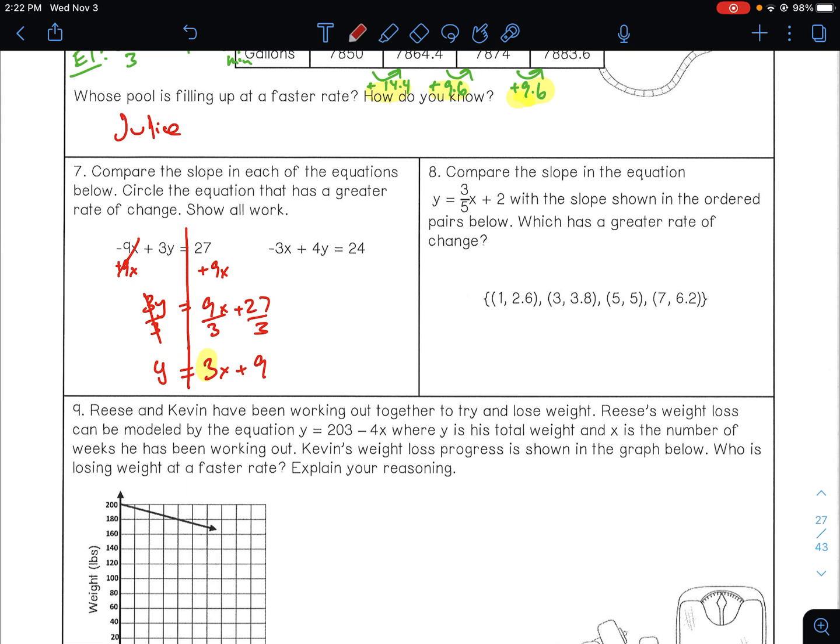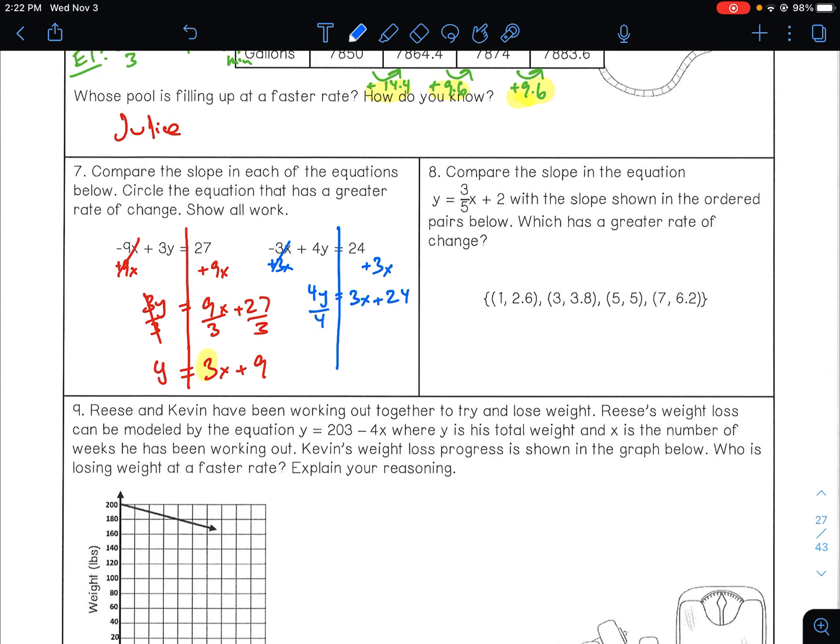Okay, let's take a look at the other rate of change. I need to do the same thing over here. I need to get the y by itself, so get rid of the other stuff. I need to get rid of the 3x by adding 3x to both sides. And I end up with 4y equals 3x plus 24, or 24 plus 3x. Both mean the same thing. And now I have to get rid of 4.